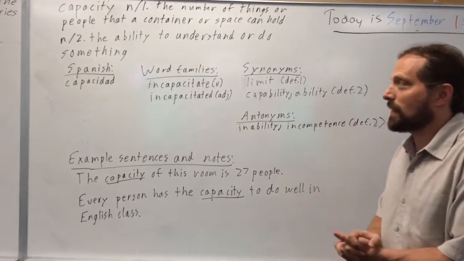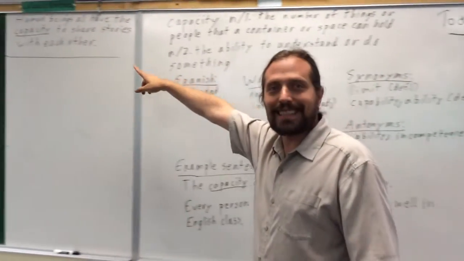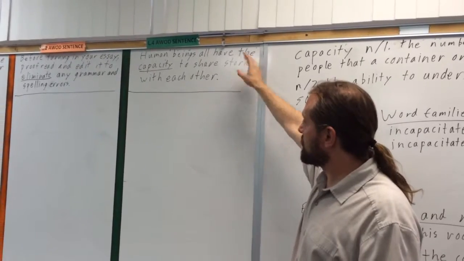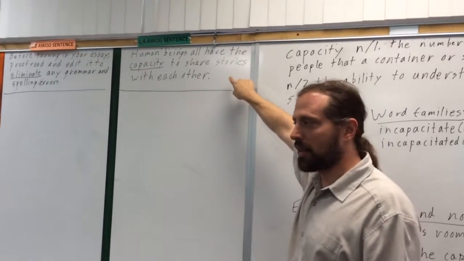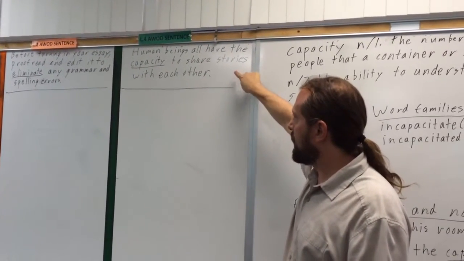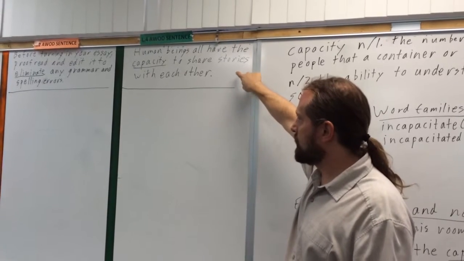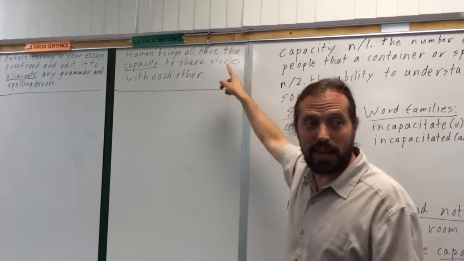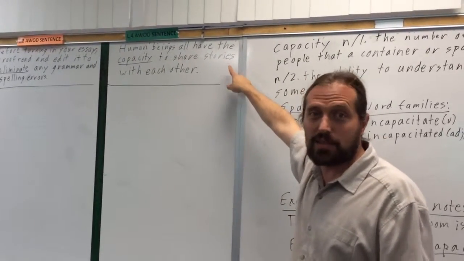So we have a couple of sentences. This is our sentence that you're going to copy on the back of your card: Human beings all have the capacity to share stories with each other. So all human beings have the ability to share stories. That's something human beings can do.